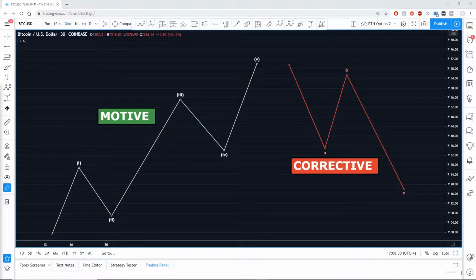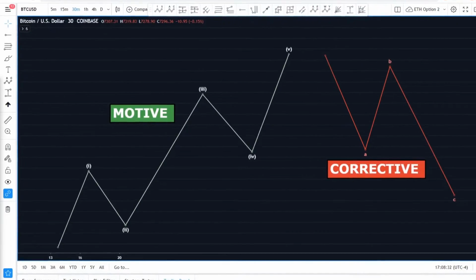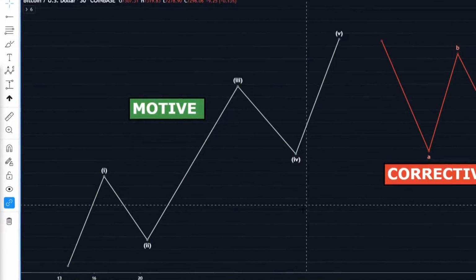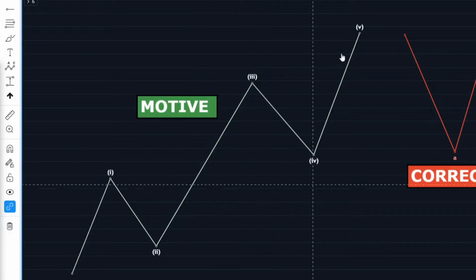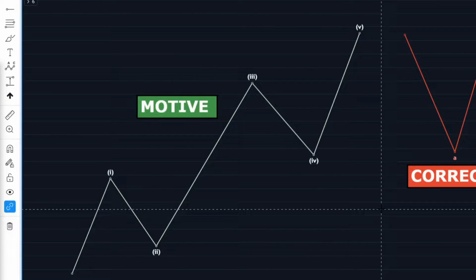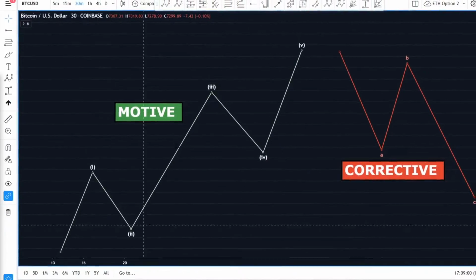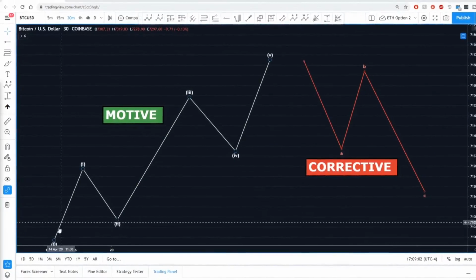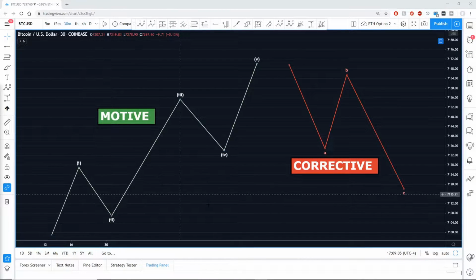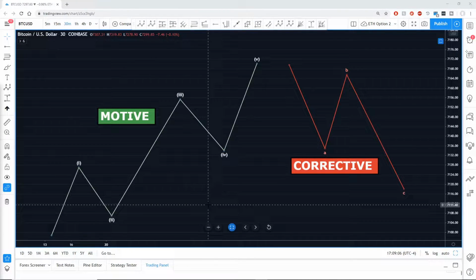So first up is motive waves. Motive waves are 5 wave structures, as you can see on the left here. In the larger trend of Elliott waves, the motive waves make up waves 1, 3, and 5. In Elliott wave, all waves make up other waves. So even though you see all of these numbers here to make up a motive wave, wave 1 is actually made up of a motive wave itself. We'll get more into this in just a few minutes here.